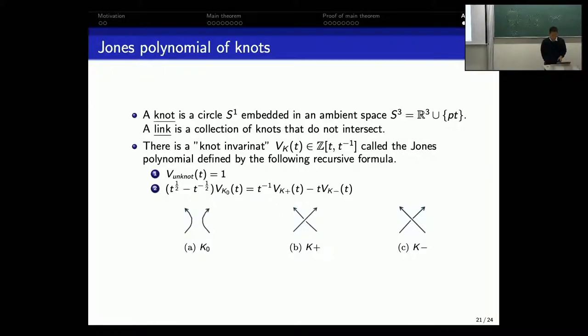So for maybe 15 minutes, I don't think I need all the 15 minutes, but I'll give you an application of our theorem to knot theory.